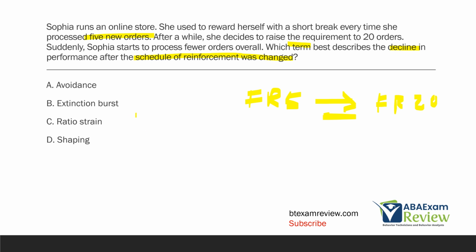B, extinction burst. We're not discussing extinction here, right? Now, with an extinction burst, what happens? The responses initially go up. So yes, maybe her behavior is on extinction because it's taking a lot longer to get to reinforcement, but the decline does not represent an extinction burst. C, ratio strain. Yes, ratio strain is when we change that schedule of reinforcement, maybe too quickly, and response rate goes down. And then D, shaping. Well, she's not shaping. We're not looking at the shaping of her behavior in this particular question. We're looking at that decline in performance once that schedule of reinforcement was changed, which we would call ratio strain.